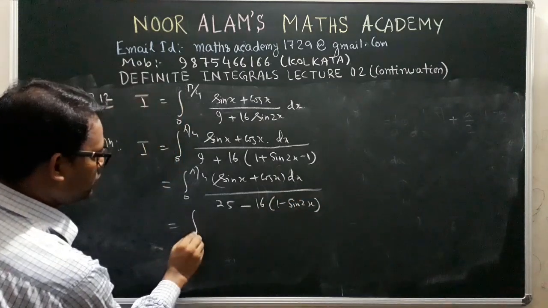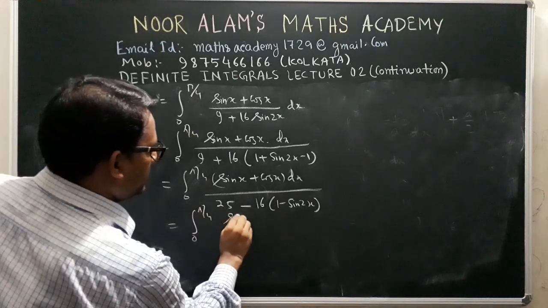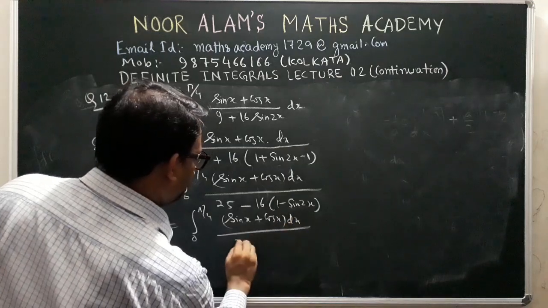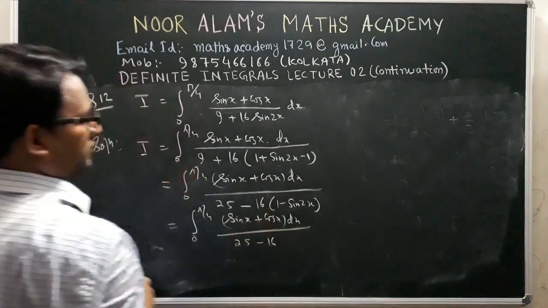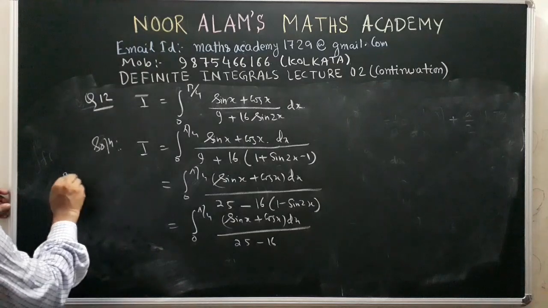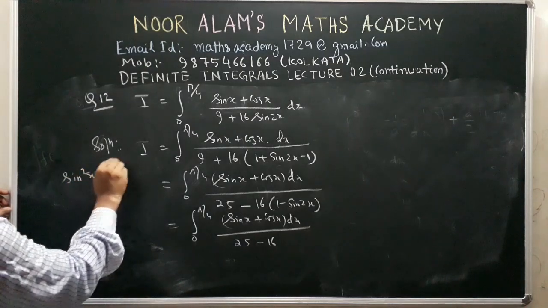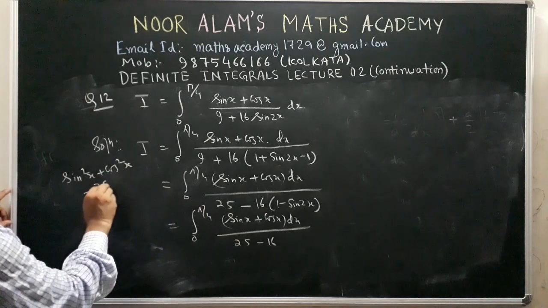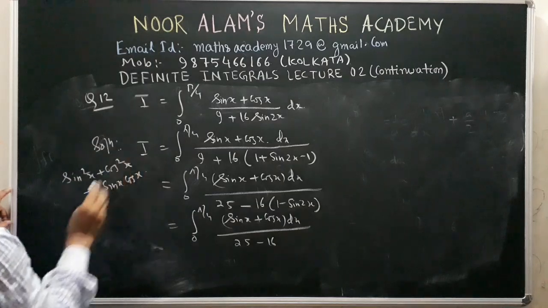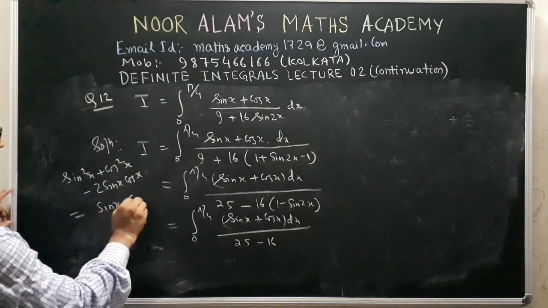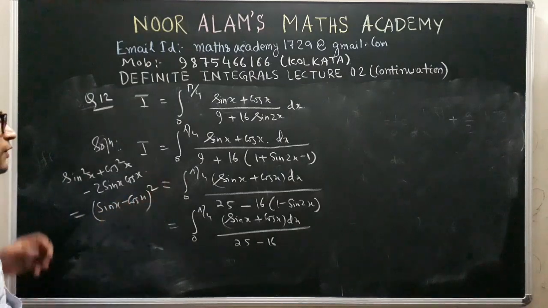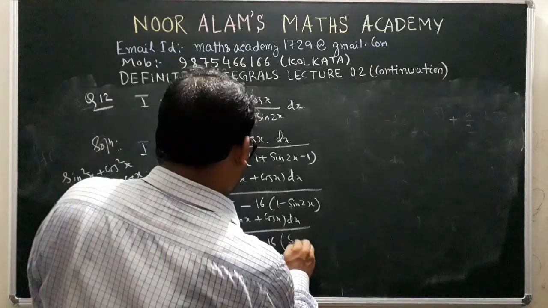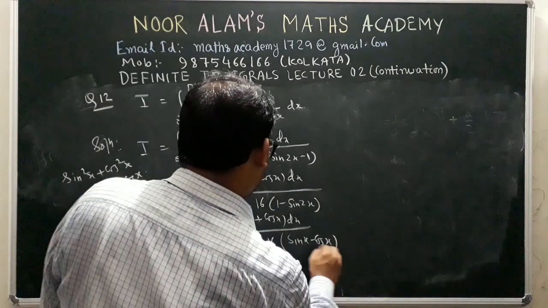So now, from 0 to pi by 4, we have (sin x plus cos x) dx over 25 minus 16 times (1 minus sin 2x). Now 1 can be written as sin square x plus cos square x, which is equal to 1, and sin 2x is 2 sin x cos x. So it can be written as (sin x minus cos x) whole square. If you take cos x minus sin x, it will not be any problem. Either one you can write as (sin x minus cos x) whole square.